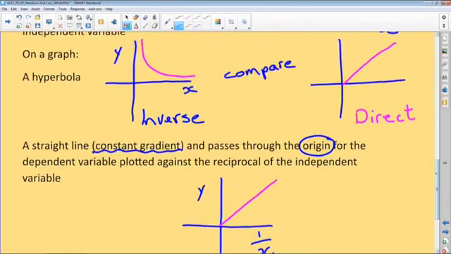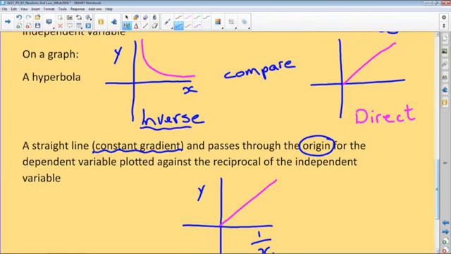Okay, so just have a look at the 3 different graphs. I'm going to put all 3 of them up just to make sure that you've got this right in your head, what an inverse or a hyperbola looks like. So that'll be for my inverse relationship over here.